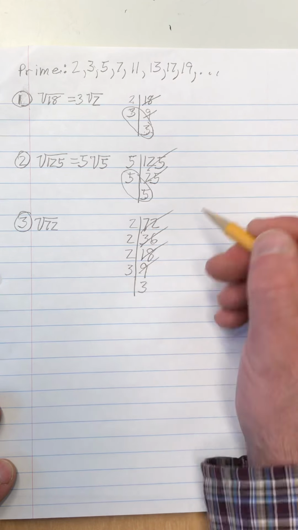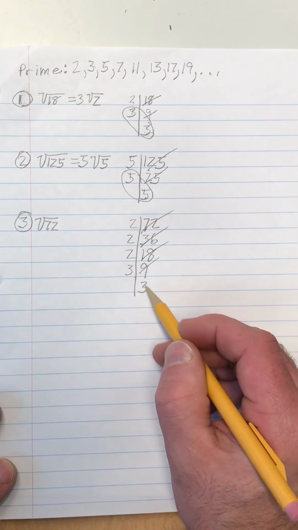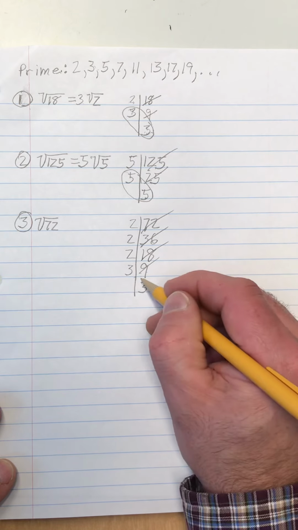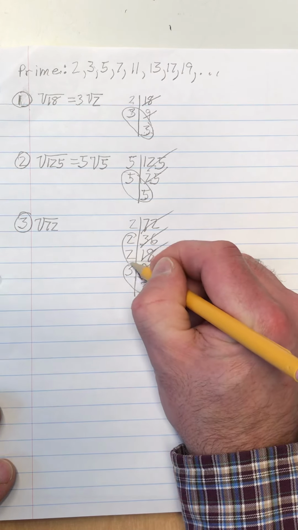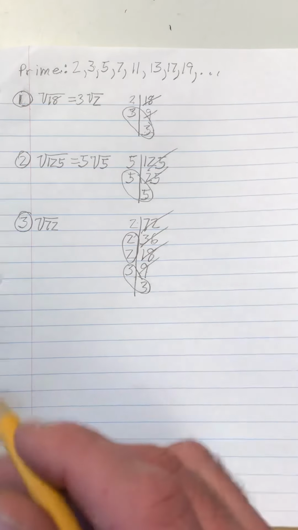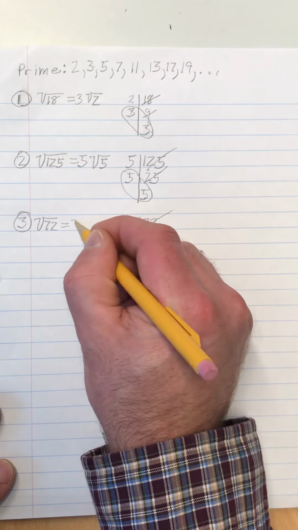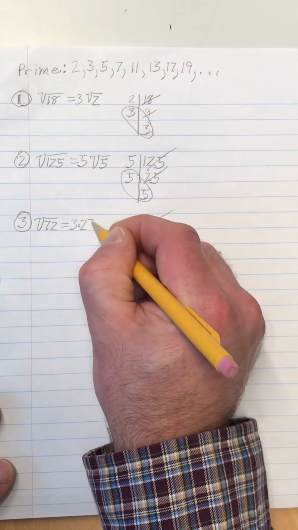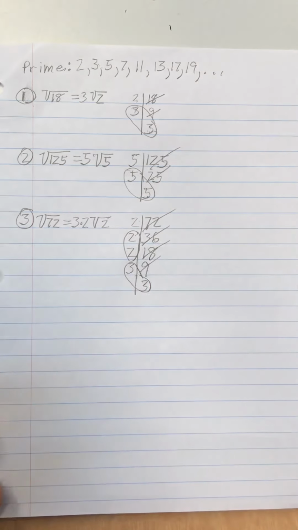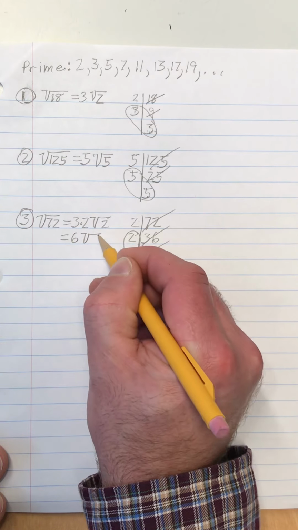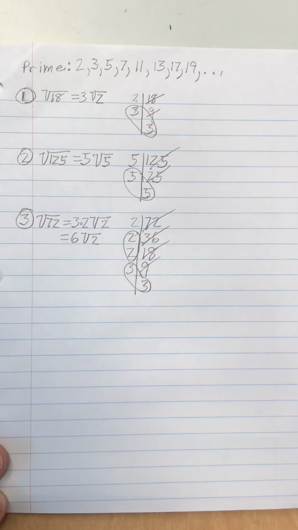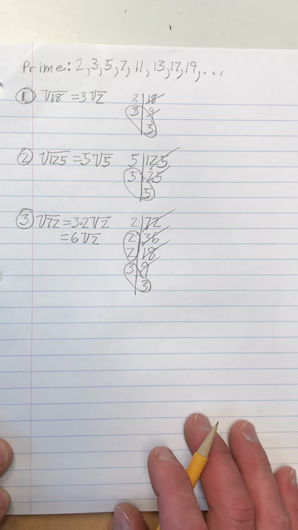I'm going to cross out everything that is not prime. I've got a pair of 3's and a pair of 2's and 2 left over. So that would equal 3 times 2 times the square root of 2, which would be 6 square root of 2. Okay.